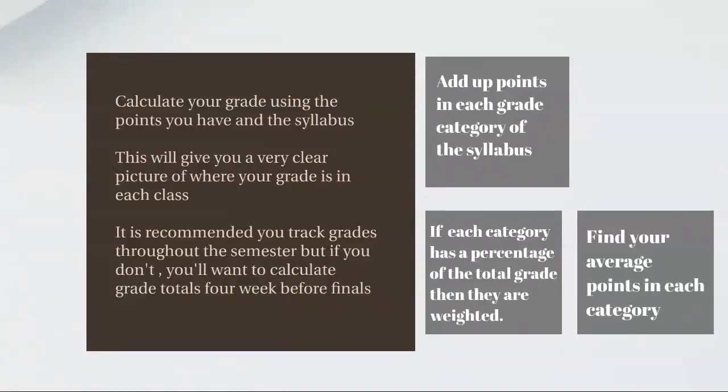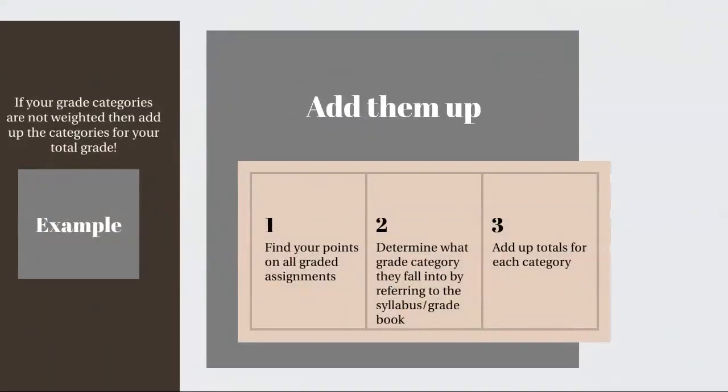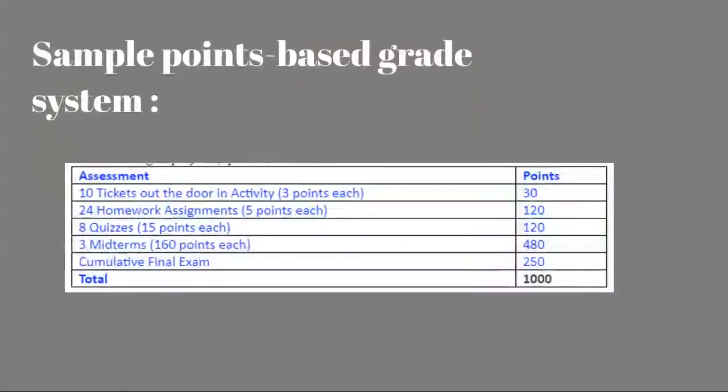So the first thing I want to touch on is if you're being graded on points. For example, this will look like on a syllabus, homework is worth 30 points, exams are worth 300 points, right? And it's just a point system there. So in order to figure out what your grade is, you're adding up points. You're finding the points on all the graded assignments you have per category, and you're plugging those points in and adding them up.